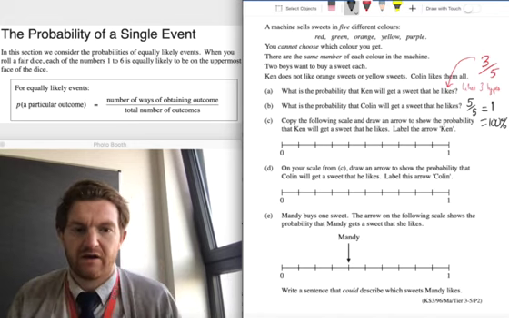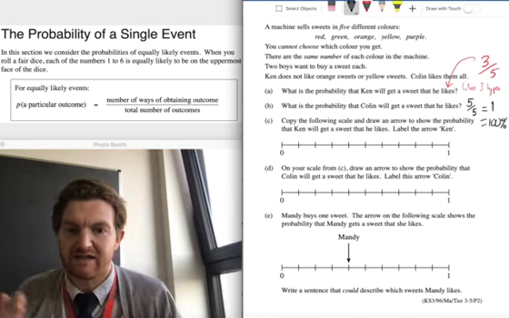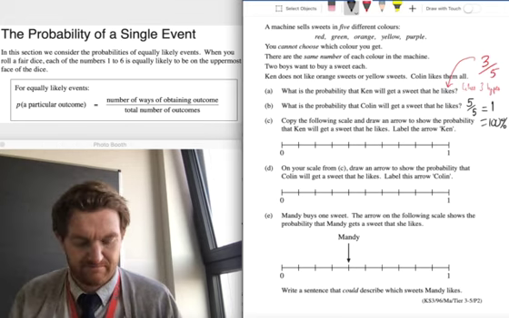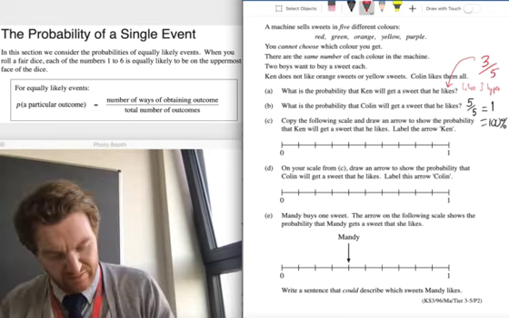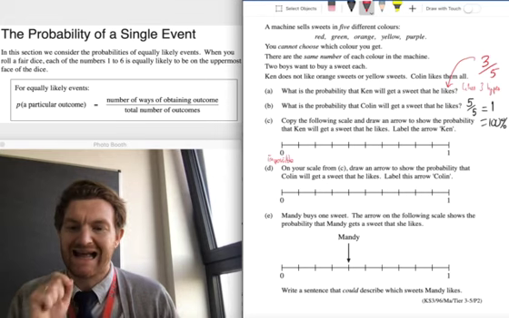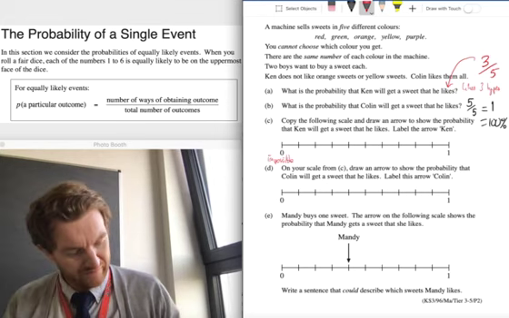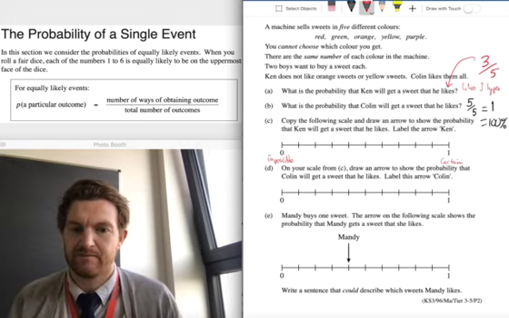So Colin likes all of them. He's definitely going to get one that he likes. So coming back to this idea of impossible to certain, remember 0 is impossible. It cannot happen. Remember, nothing can be less likely than impossible. That means literally it cannot happen. 1, of course, is certain. That's the maximum because nothing can be more certain than certain.